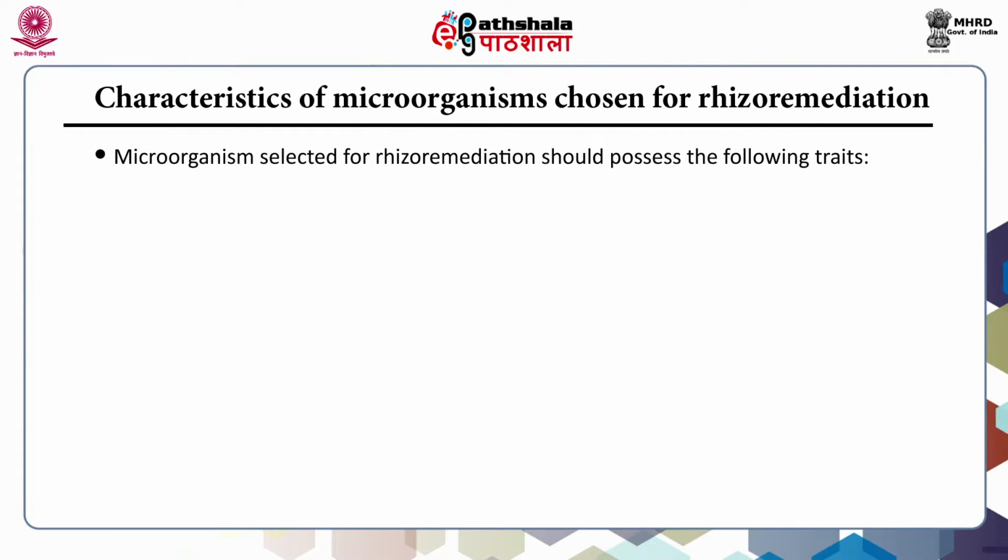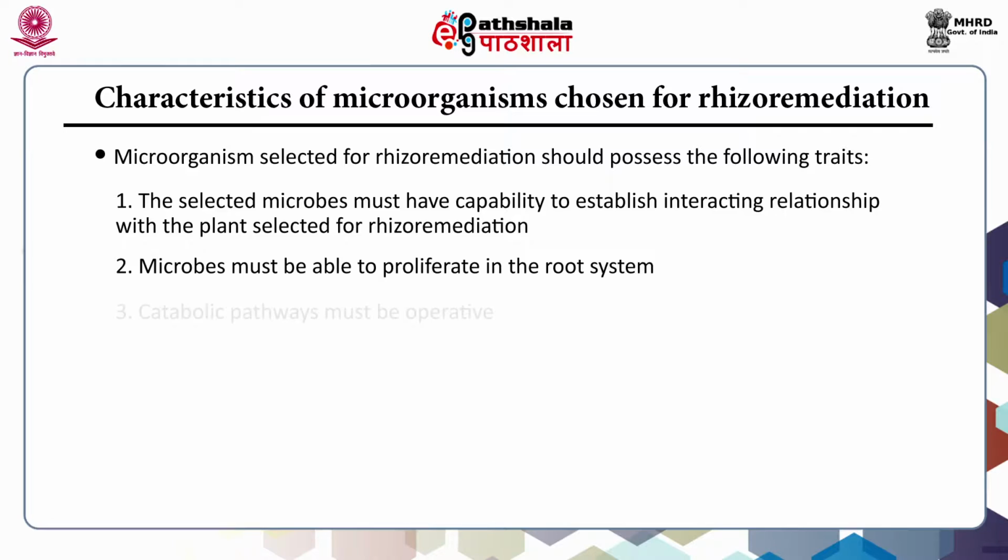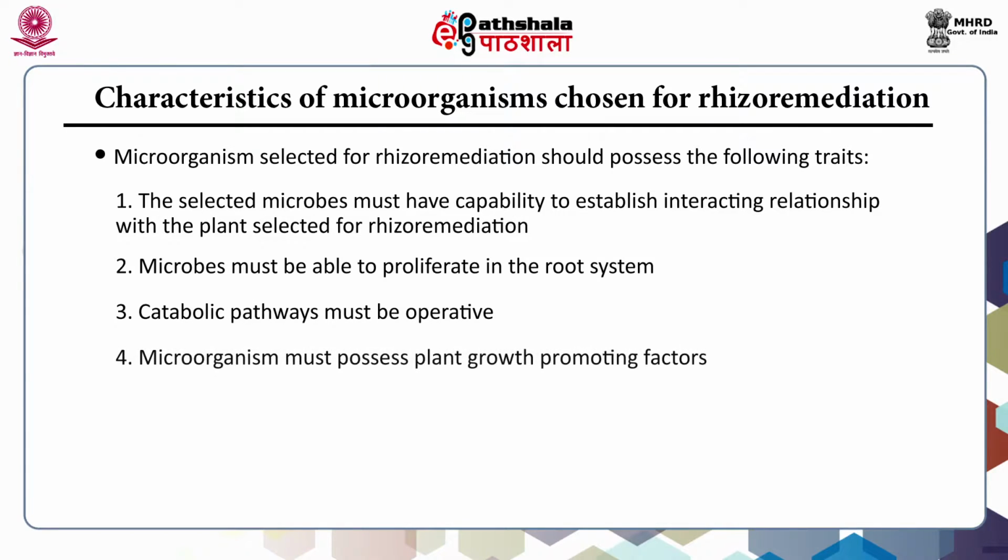Now, let us discuss the characteristics of microorganisms which you will look into while using for rhizoremediation. Microorganisms should be capable of establishing a relationship with the plant selected for rhizoremediation. They should be able to proliferate in the root system of plants. They should have a catabolic pathway and they should possess certain plant growth promoting factors.